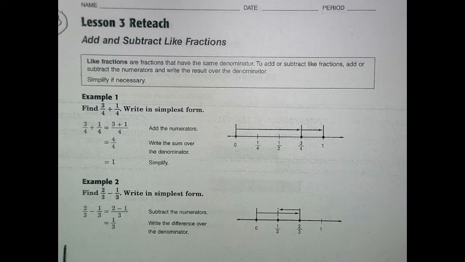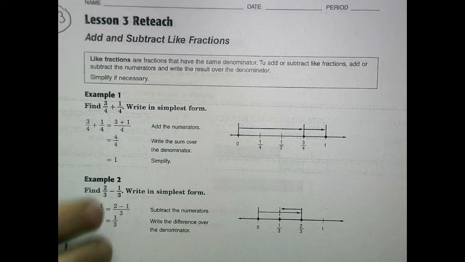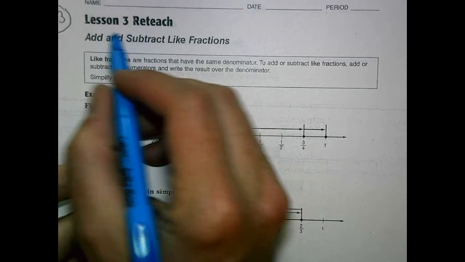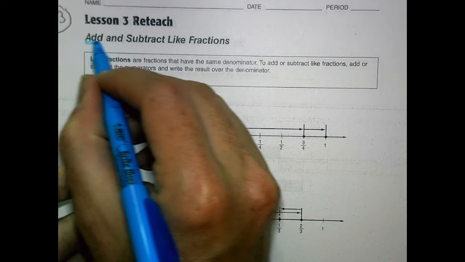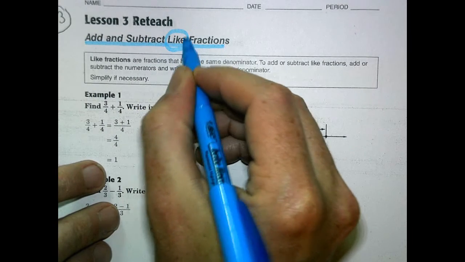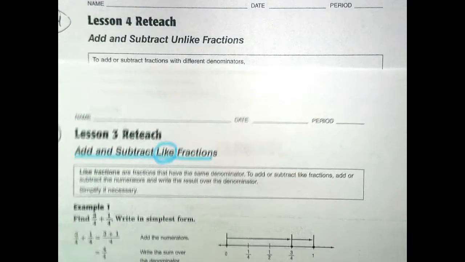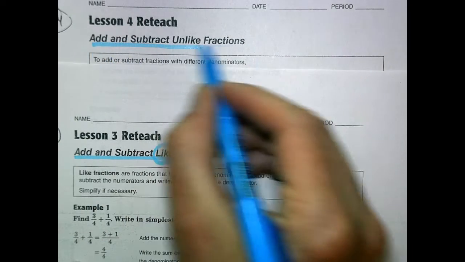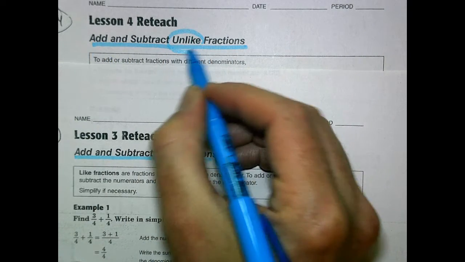Alright, today we're going to be talking about two things in your lesson part because they're both going to be in your homework. The first thing we're going to talk about is how to add and subtract what are called like fractions, which means they have the same denominator. Then after that I'll talk a little about how to add and subtract unlike fractions, meaning they have different denominators.